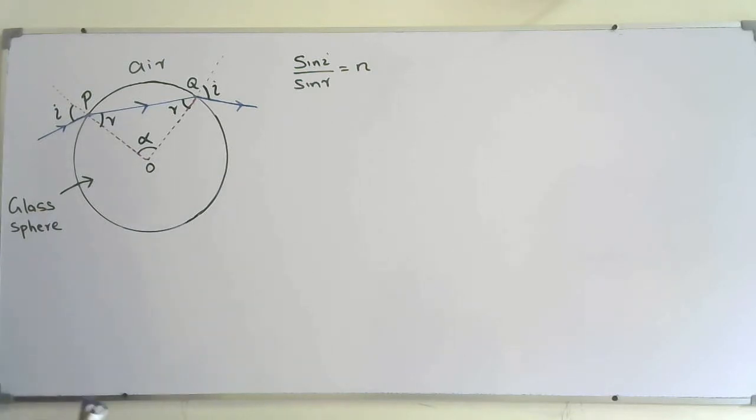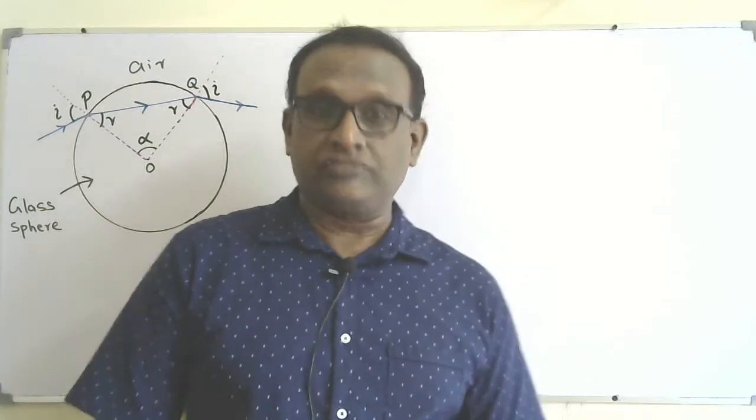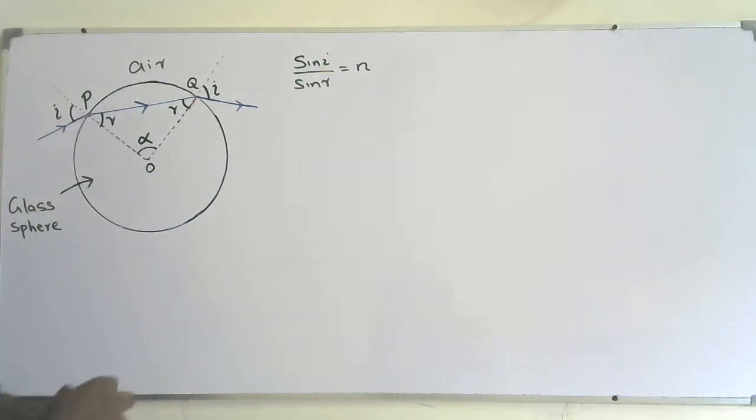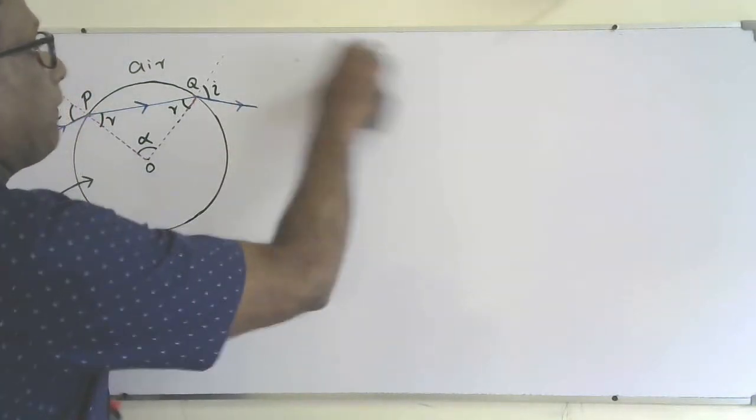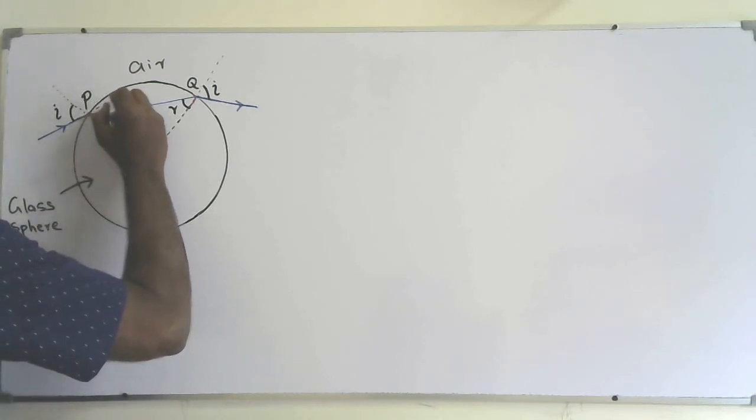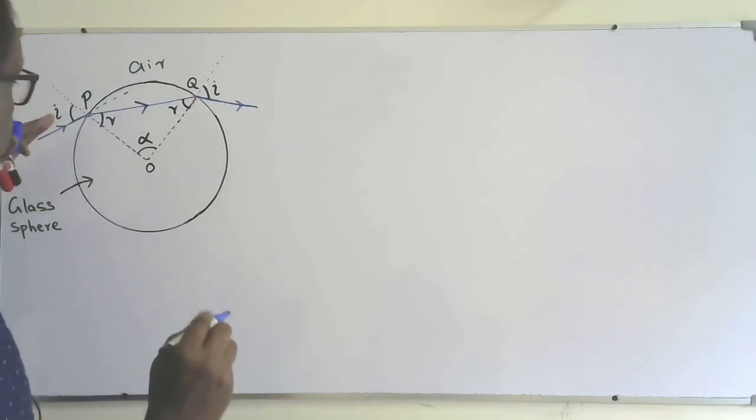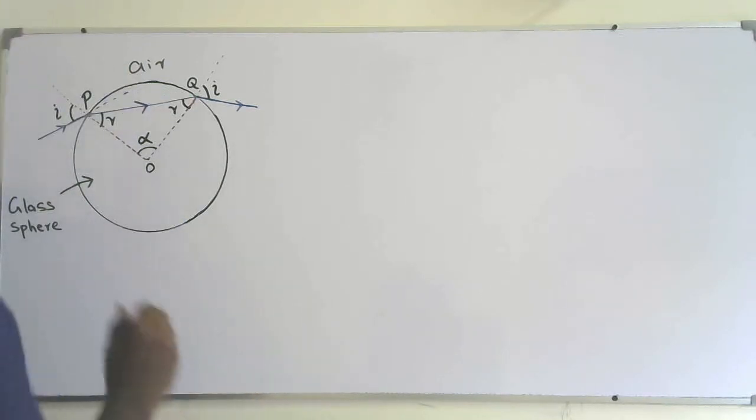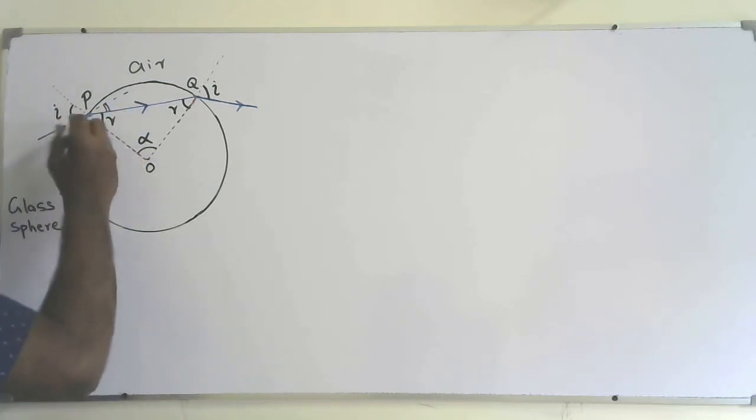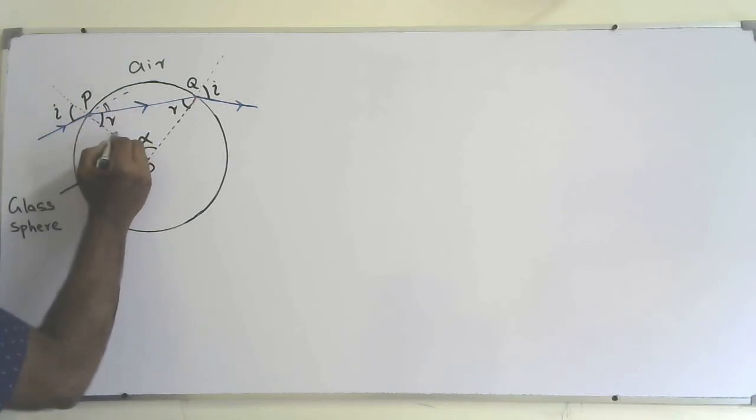The question is to find the total angle of deviation of the light ray when it passes through the glass sphere. So what is the deviation of light at P? The light would have gone straight like this, but due to the glass it has changed its path, or refracted, along this line. So this is the angle of deviation at P. The whole angle is i, the opposite angle.